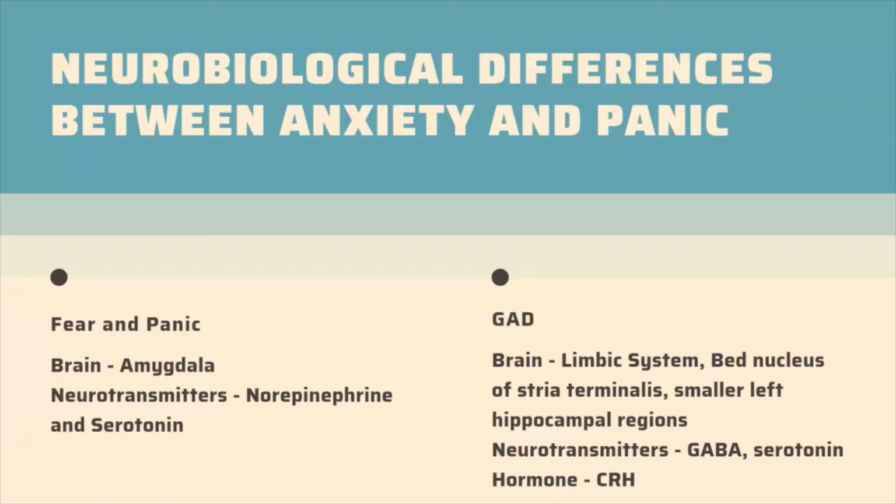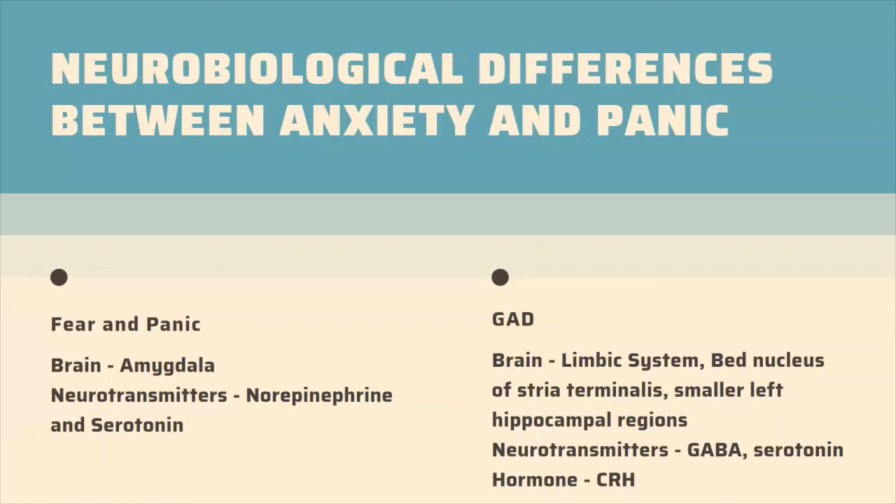Apart from that, it's also noticed that people with generalized anxiety disorder and major depressive disorder have smaller left hippocampal regions, and research is still happening to understand if this could be an early sign. So that's another unique factor that they have found out. Neurotransmitters involved in generalized anxiety disorder are GABA and serotonin, and the hormone is CRH, corticotropin releasing hormone.